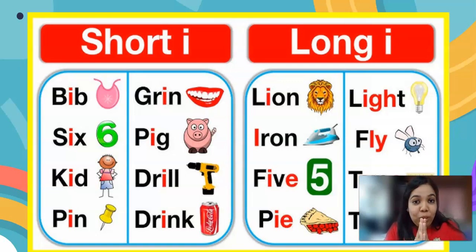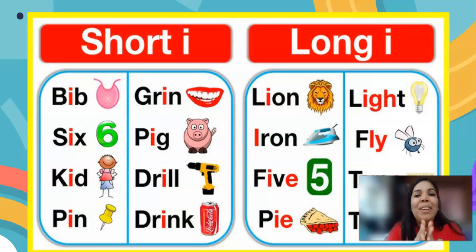Let's start with the short I sound words. Bib, six, kid, bean, green, big, drill, drink.